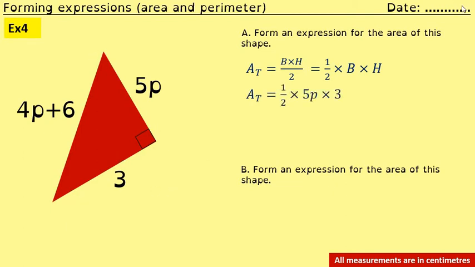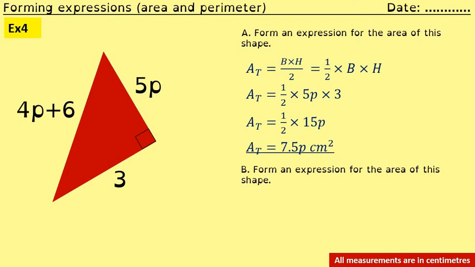So I'm going to substitute those into this equation. 1/2 times 5p times 3. I'm going to leave the half till the end. So this becomes 1/2 times 15p. And then I'm going to multiply this by 1/2 and get 7.5p centimetres squared for my area.